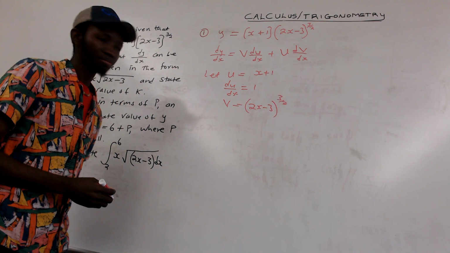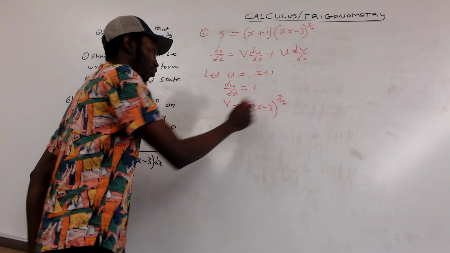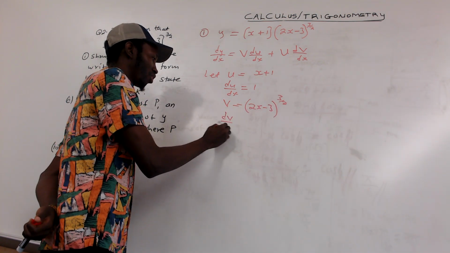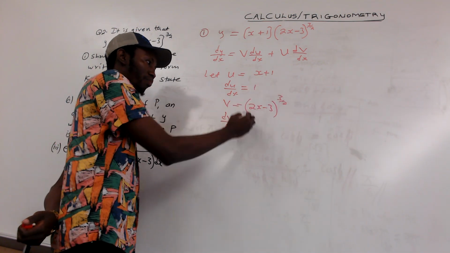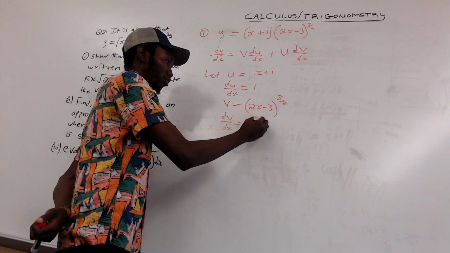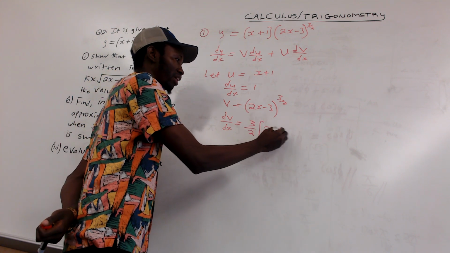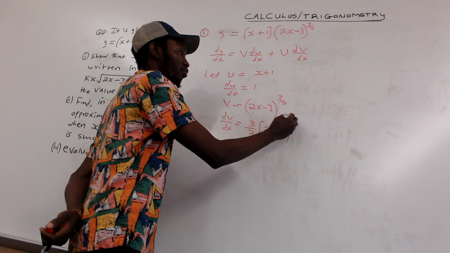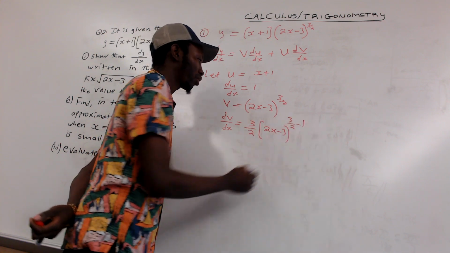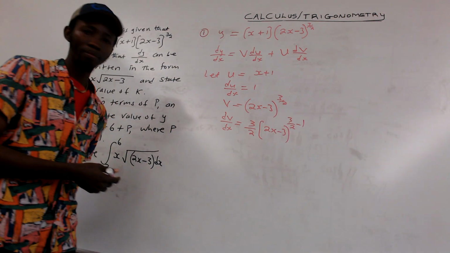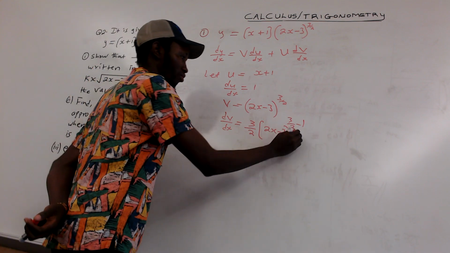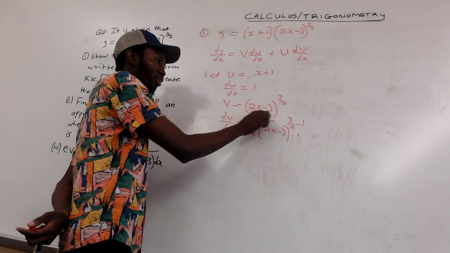So if we differentiate v with respect to x, it's going to be dv all over dx. We multiply by the power, so it's going to be 3 all over 2, into, we maintain the term inside, and we subtract the power by 1 because we are differentiating. You always reduce the power by 1. We are not yet done. We already differentiated the power. Now we differentiate this term.